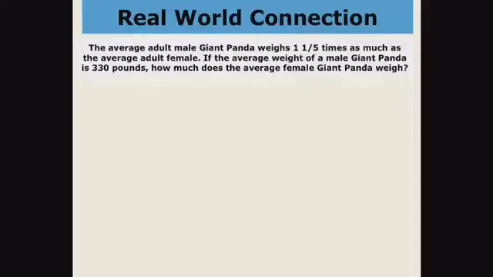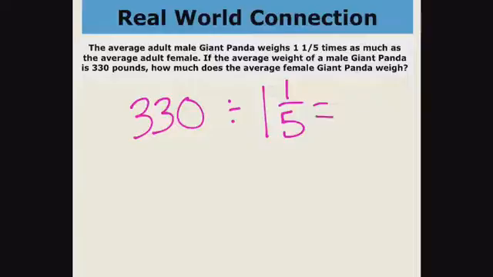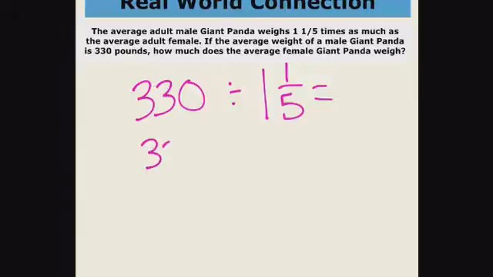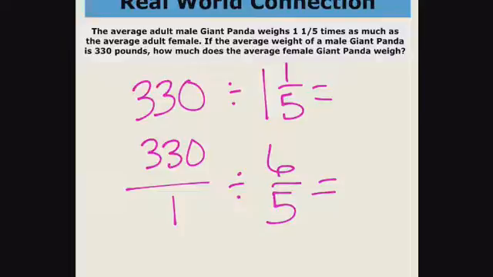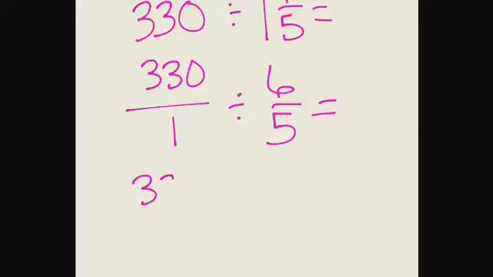Okay, and so what we're going to be doing here is 330 pounds divided by 1 1/5. We also have a whole number here, so we're going to write our whole number as 330 over 1. Okay, change 1 1/5 to an improper fraction, so that becomes 6/5. So our next step is we're going to write this as a multiplication problem. So we've got 330 over 1 times 5/6.